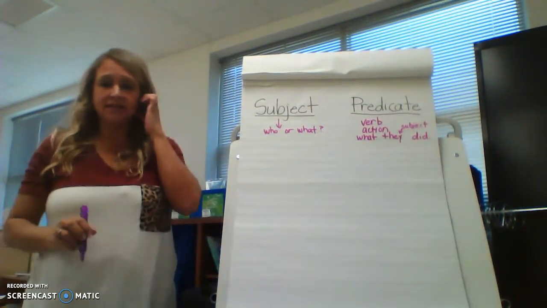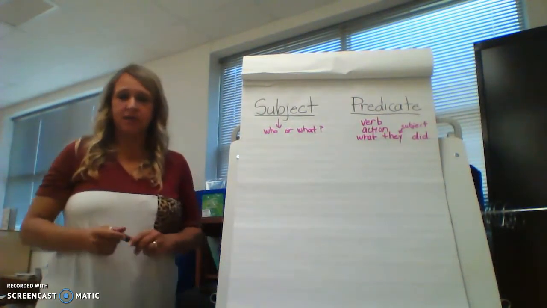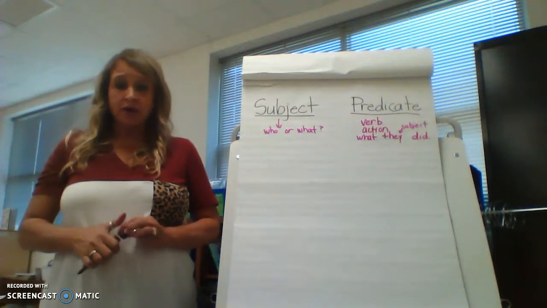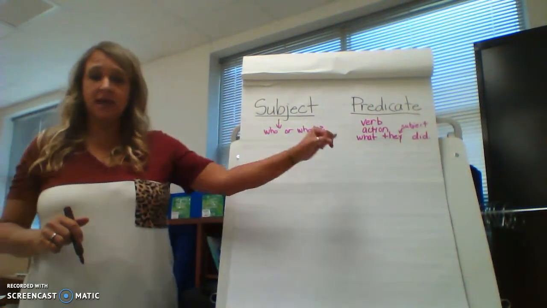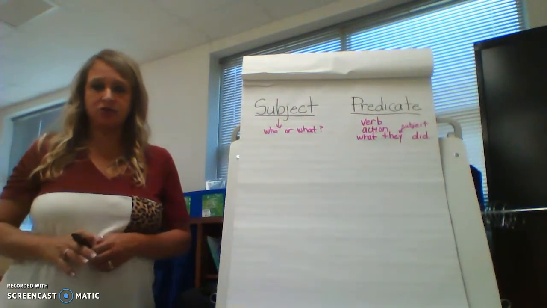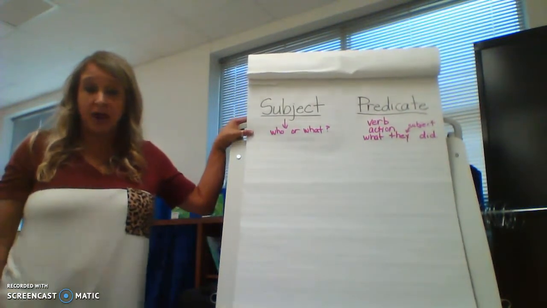All right, so let's look at a sentence about giraffes. You are going to be looking at a picture in just a minute from your story about giraffes, and you're going to write a sentence with a subject and a predicate about that picture. All right, so here are some examples of sentences about giraffes.